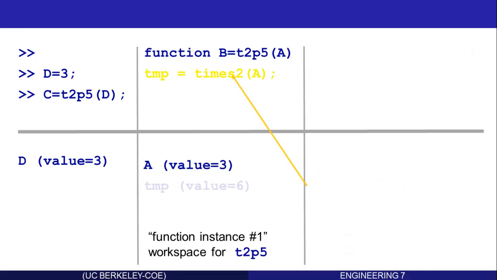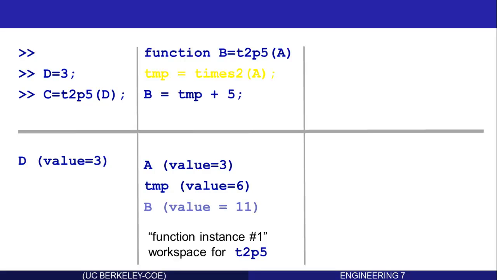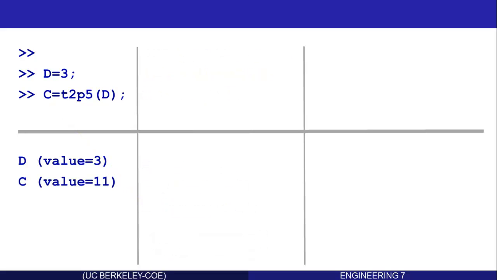This causes temp to take on the value of 6, and control is now returned to the T2P5 function. The next line of code adds 5 to that variable, resulting in a new variable in the function instance workspace, b, whose value is 11. The T2P5 function exits, returning this value 11 as the output argument. C takes on that value, and no more functions are executing.